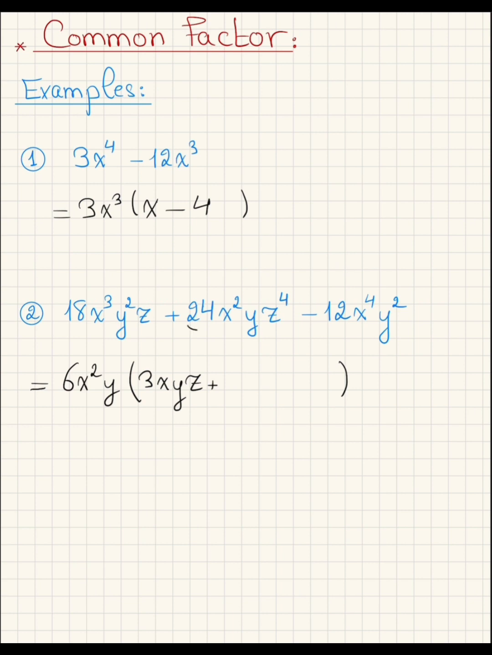Plus, again, 24 divided by 6, that is 4. There's nothing remaining for x because it's just x to the power of 2, and divided by x to the power of 2, so nothing is remaining regarding the x. Same for y. So we just have z to the power of 4. Minus 12 divided by 6, that is 2. X to the power of 4 divided by x to the power of 2, that is x to the power of 2. And y squared divided by y, that is y to the power of 1. And that's the very final answer.